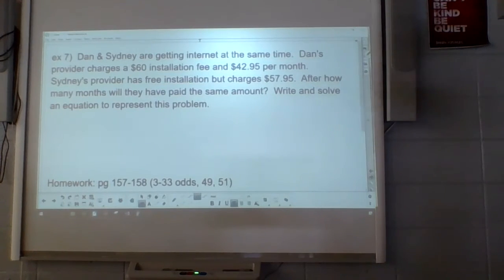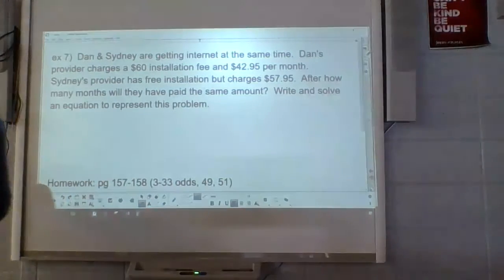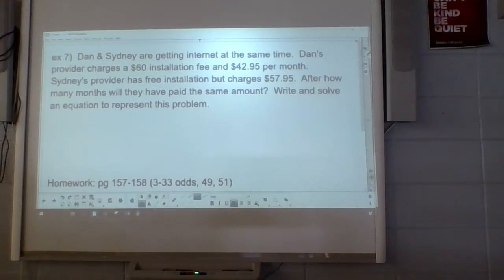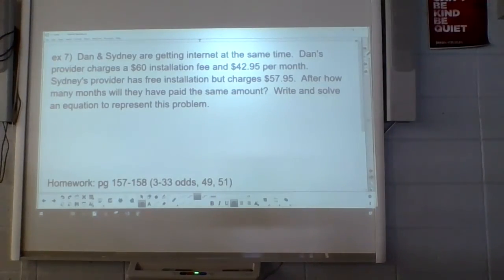Dan's provider charges an installation fee and $42.95 per month. Sydney's provider has a free installation but charges more, $57.95. After how many months will they have paid the same amount? Write and solve an equation to represent this problem. So thinking about basically when are they going to be the same, and then after that, one of them is just going to be cheaper, and we can talk about that as well. So after how many months will they be equal?